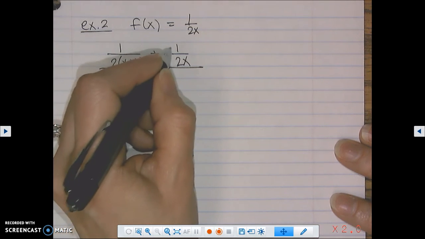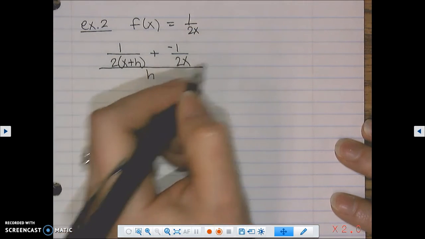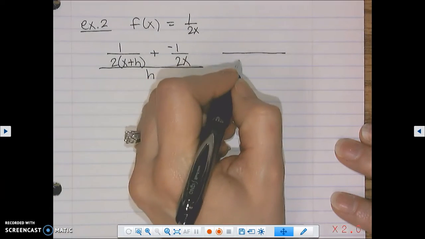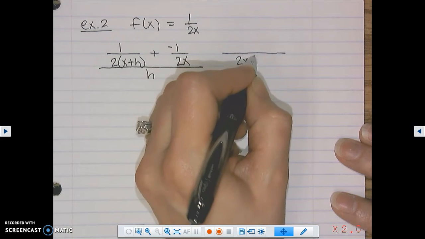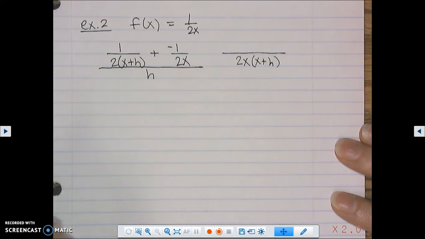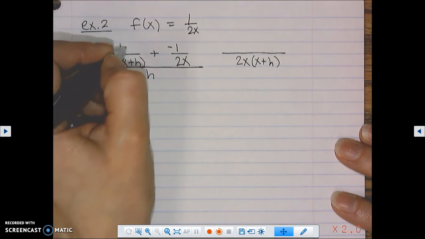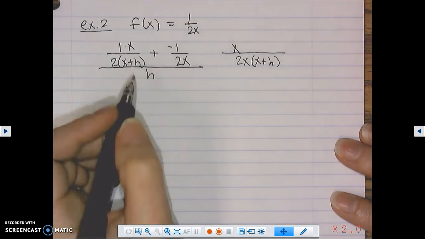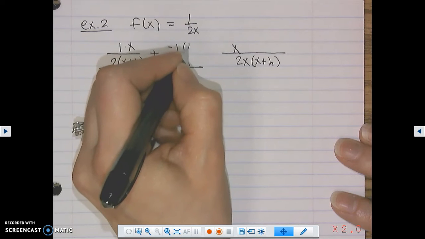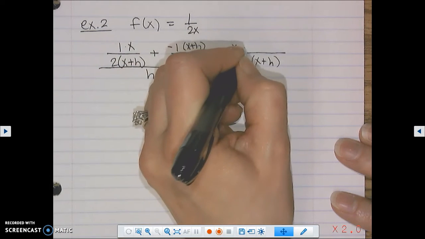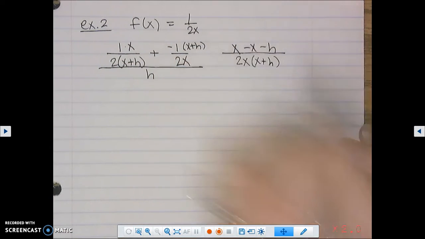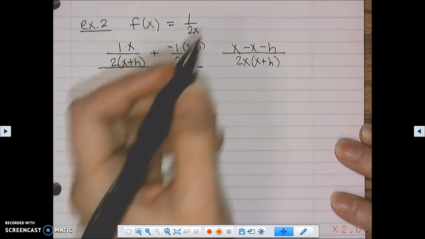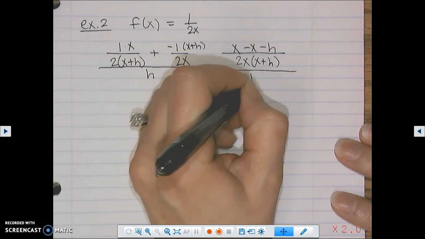So we're going to get a common denominator. Now this is just a complex rational. So in the numerator here, our common denominator, they have a 2 in common, and then we need to grab an x and grab an x plus h. The first fraction's missing the x. The second fraction is just missing the x plus h. So when we distribute that in, we're going to get x minus h. And this is still all over h.